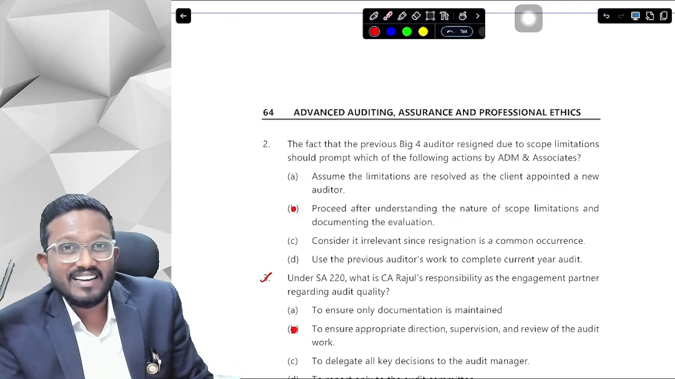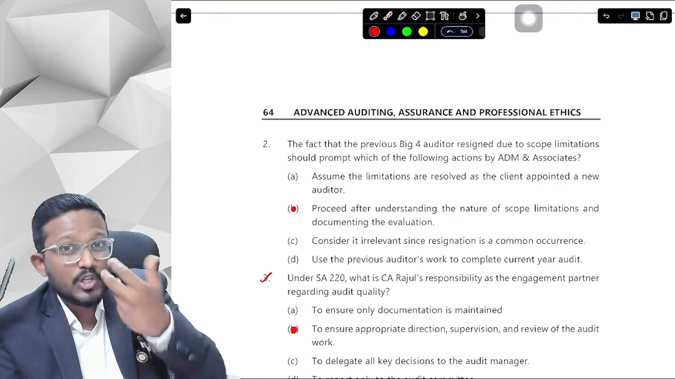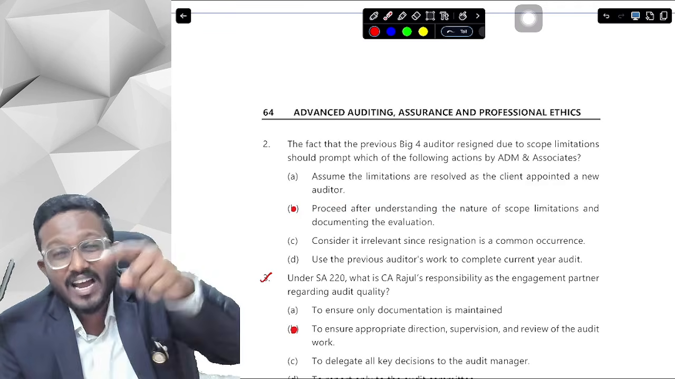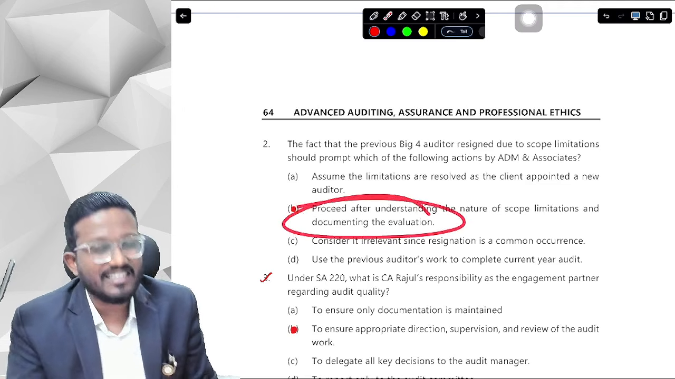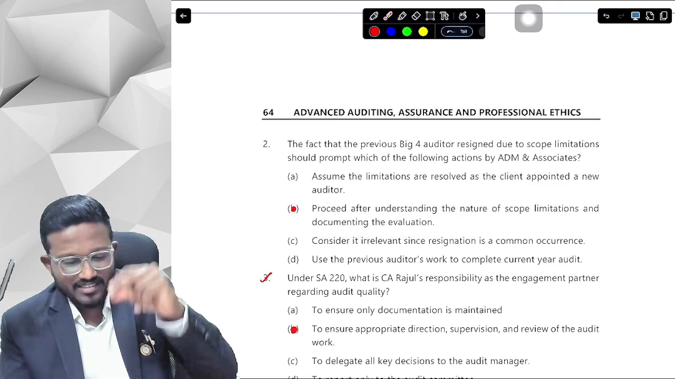If there is an issue while performing acceptance and continuance procedures, and even after that we are accepting the engagement, then we need to document how we have resolved the issue. So here we are saying that we need to document our evaluation, why we are accepting this particular client. Okay, yes sir. Next is what, sir?